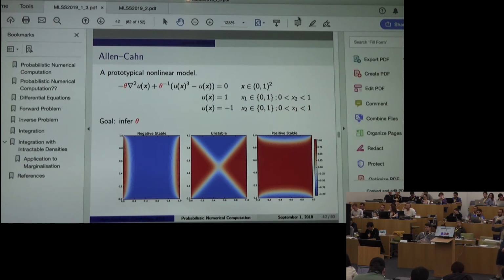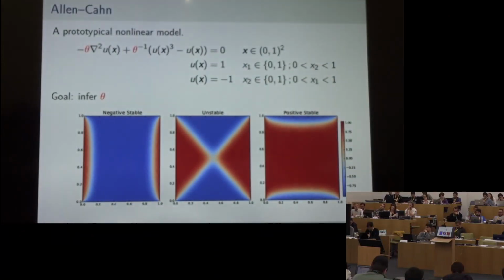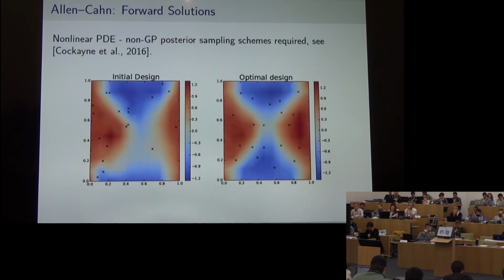So if we take this as an example and give it a probabilistic numerics treatment, then I would need another 3 lectures to describe how we do it, because we have to resort to Markov chain Monte Carlo methodology.